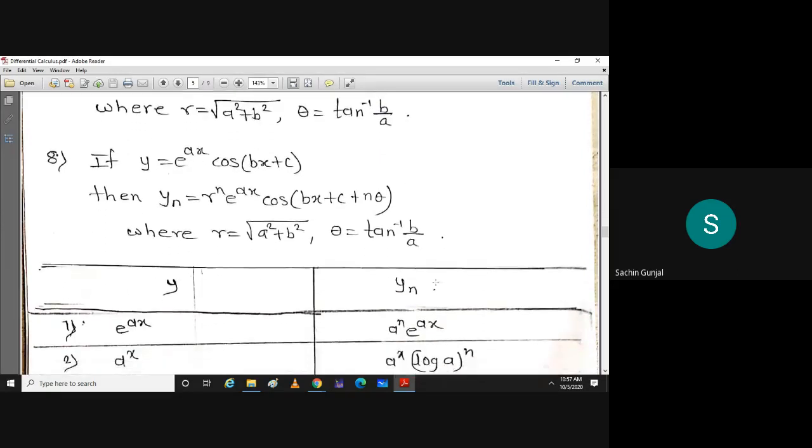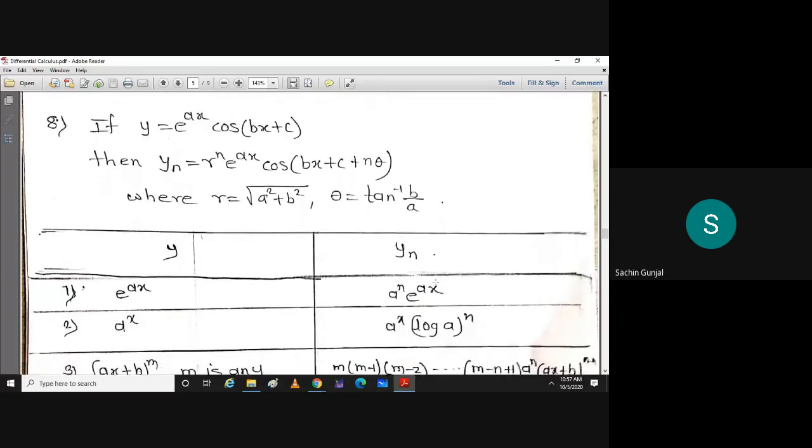So let us quickly summarize whatever we have studied, I mean, the nth derivative formulae. So before that, you write it down, e raised to ax into cos of bx plus c.